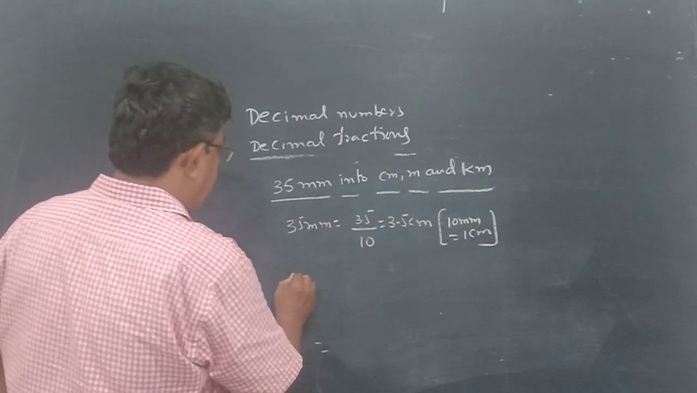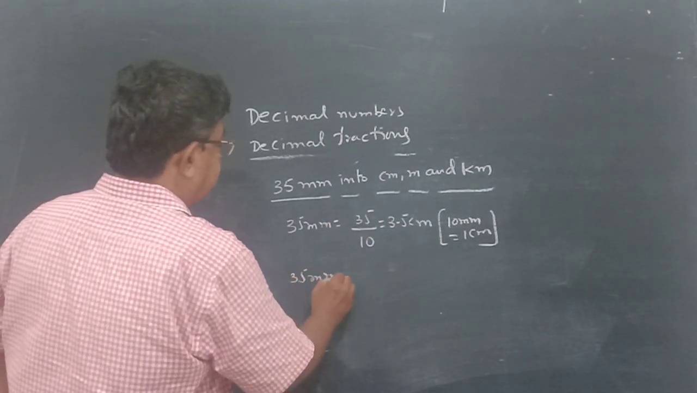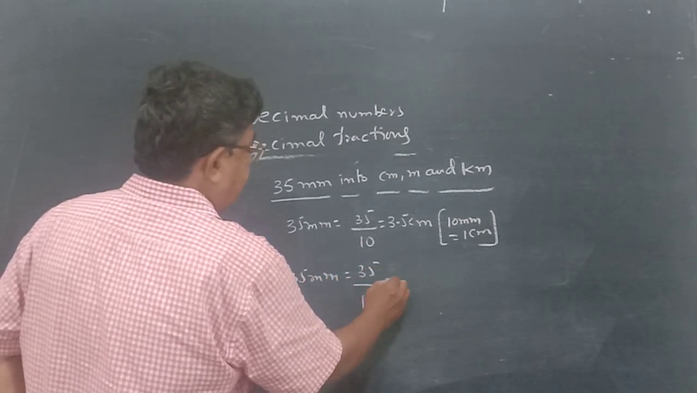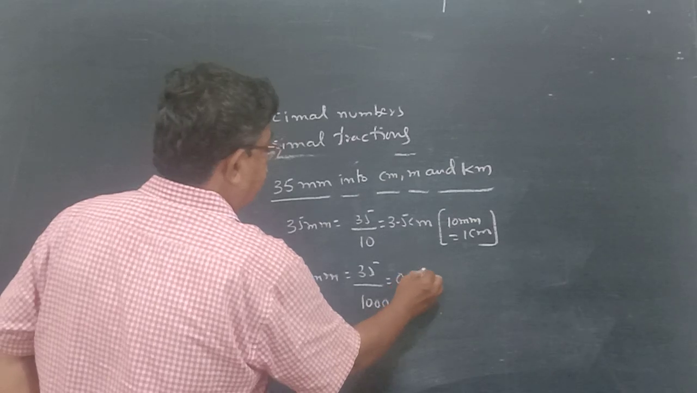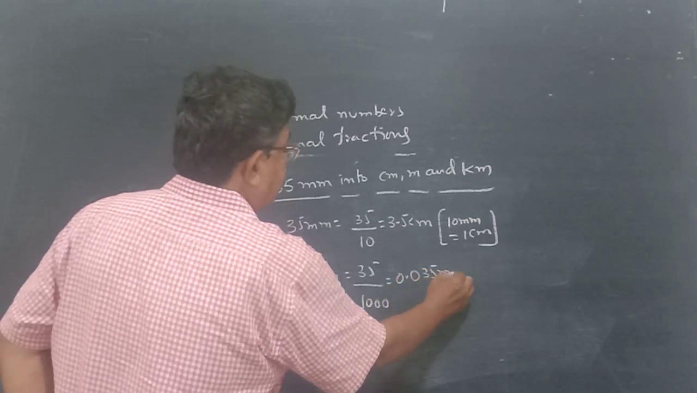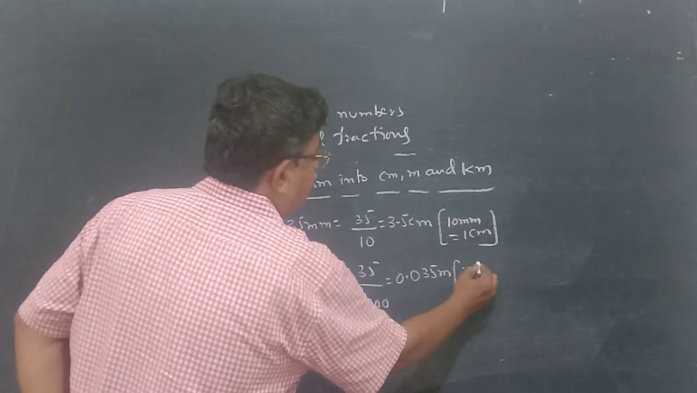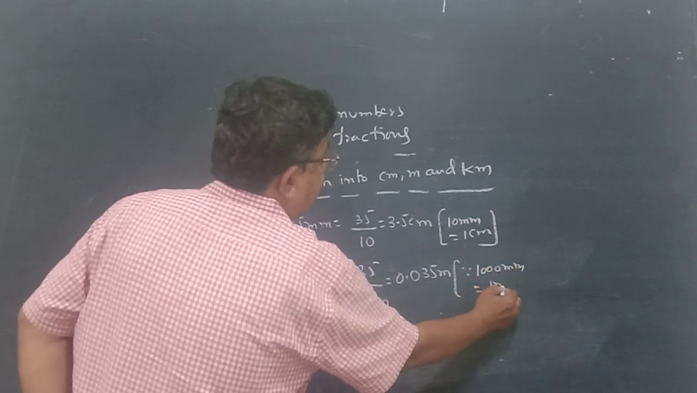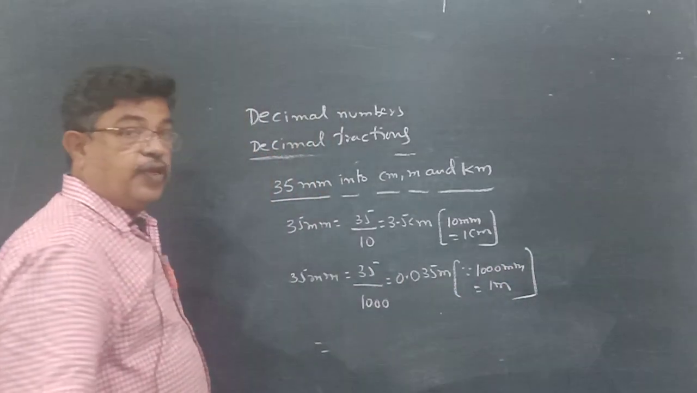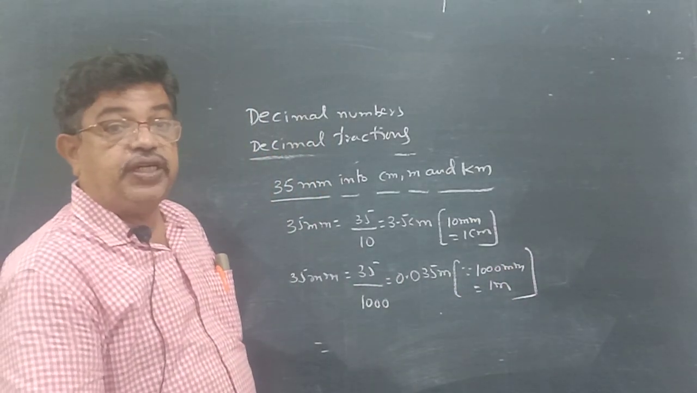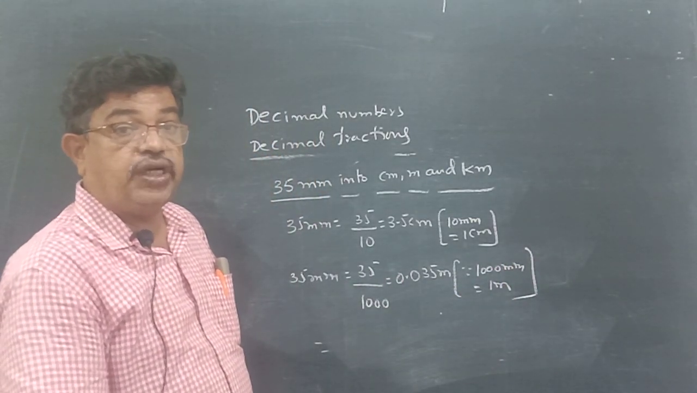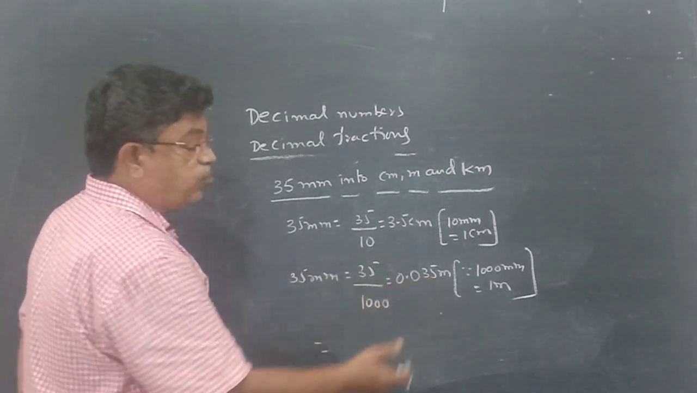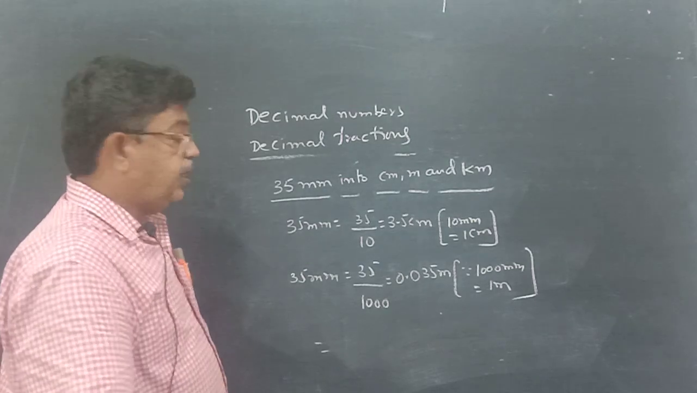Now 35 millimeters is equal to 35 by 1000 is equal to 0.035 meters. Since 1000 millimeters is equal to 1 meter. I converted millimeters into meters now by dividing it with 1000. 35 millimeters equal to 35 by 1000 equal to 0.035 meters.